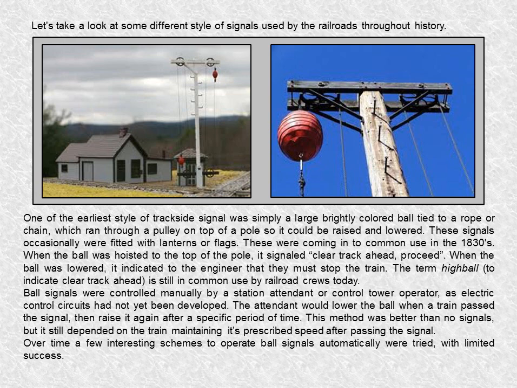Ball signals were controlled manually by a station attendant or control tower operator, as electric control circuits had not yet been developed. The attendant would lower the ball when a train passed the signal, then raise it again after a specific period of time. This method was better than no signals, but it still depended on the train maintaining its prescribed speed after passing the signal. Over time, a few interesting schemes to operate ball signals automatically were tried, with limited success.